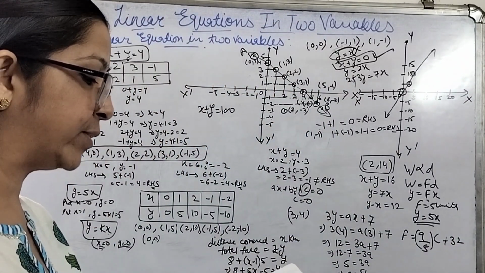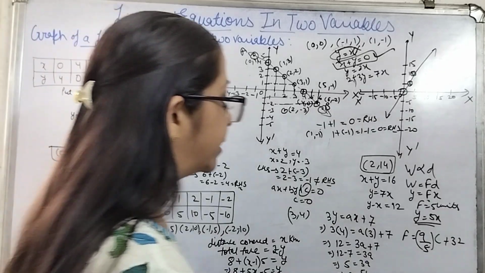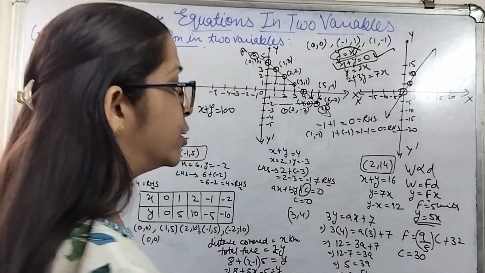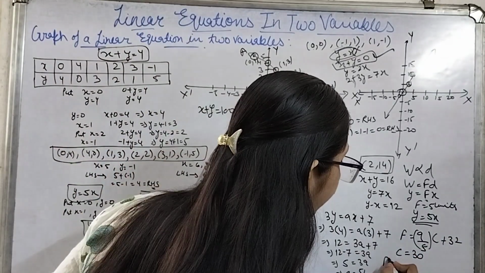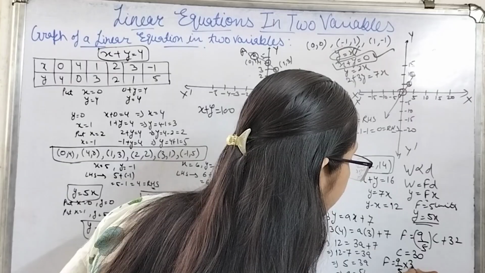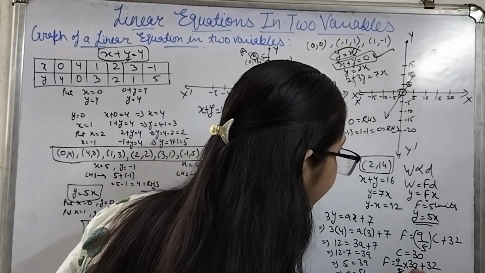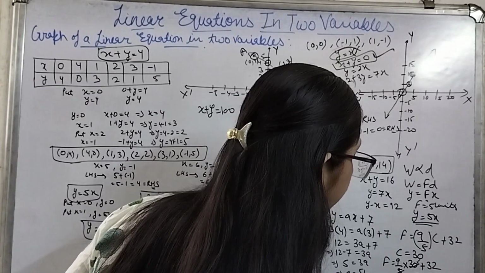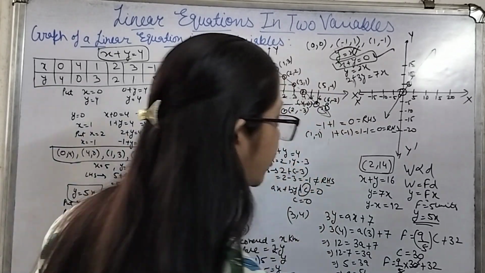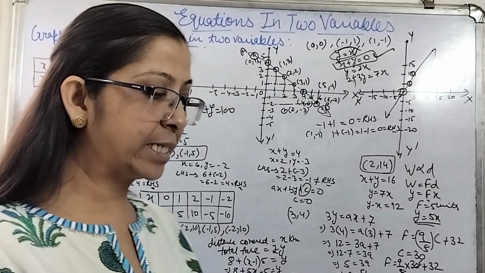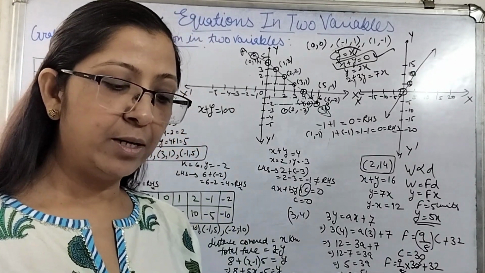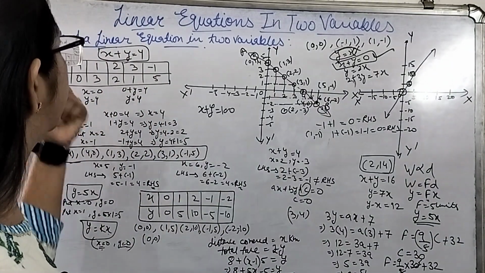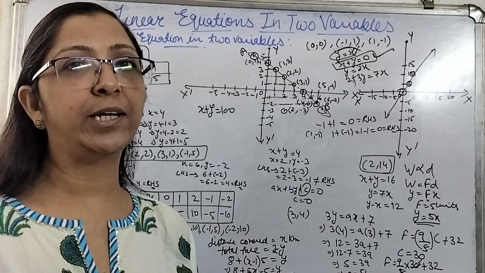Now the question says if the temperature is 30 degrees Celsius, that means if the value of C is 30, what will be the value of F? So just replace your C by 30. So F will become 9 upon 5 into 30 plus your 32. 5 6 is 30, 6 9 is 54, plus 32, that is your 86 Fahrenheit. So 30 degrees Celsius will be 86 degrees Fahrenheit. It will be the answer. Similarly, we can solve other questions. So it must be clear to you how we can represent graphically the linear equations in two variables.